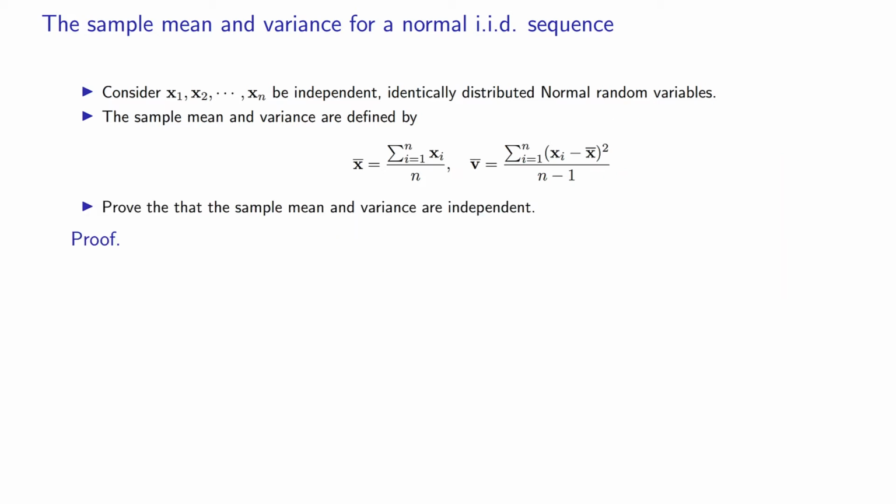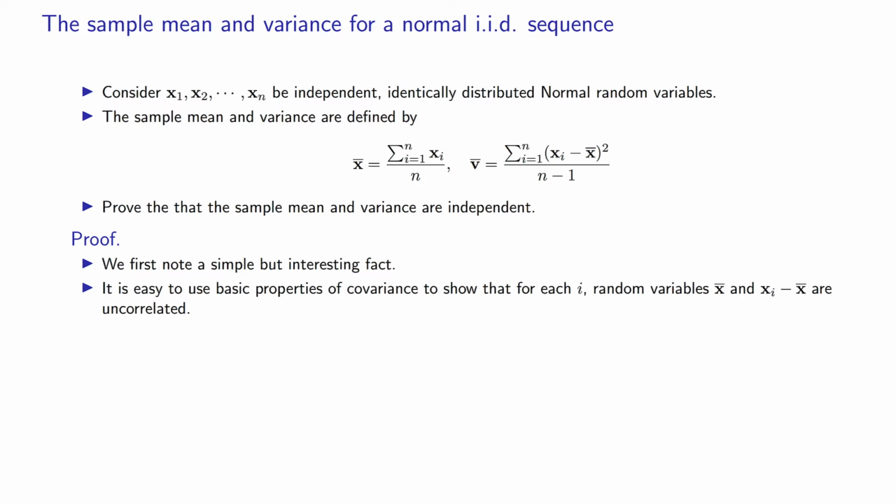So we want to prove that these two random variables are independent, and the proof is easy. First, we know a simple but interesting fact, and the fact is that, from the basic property of the covariance, x bar and xi minus x bar are uncorrelated.